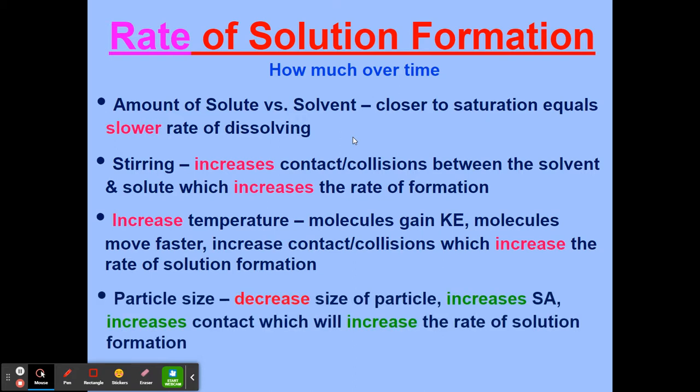And then the particle size, we kind of talked about this. You have the big block of salt and you have the granulated salt. The granulated salt will dissolve much quicker than the big block of salt because you're increasing the surface area. That's what SA is on here. SA right here means surface area. So if you decrease the particle size, which means you increase the surface area, there's a greater likelihood that solvent and solute particles will collide, which means they'll dissolve quicker.